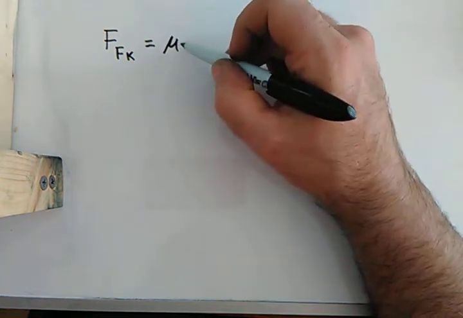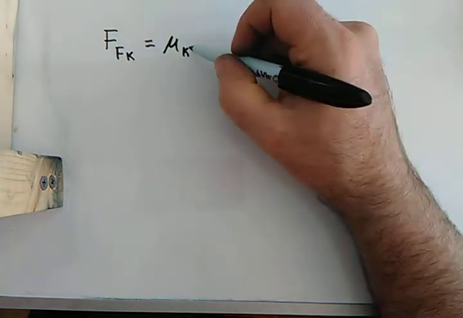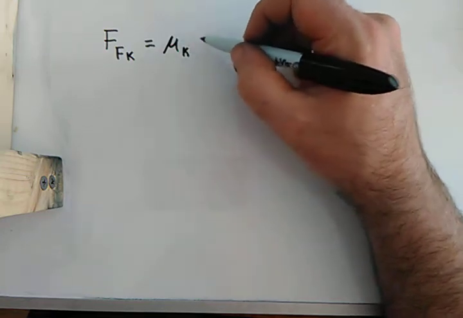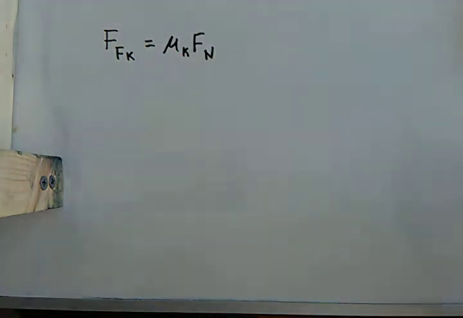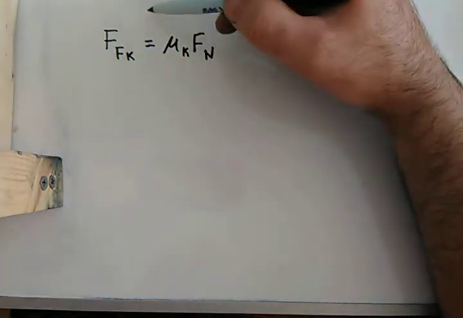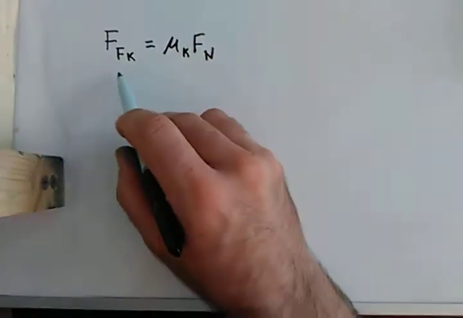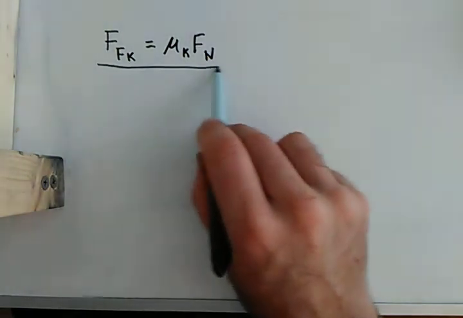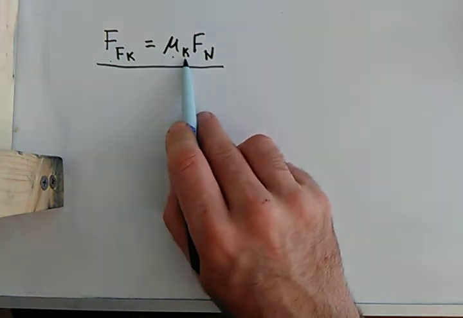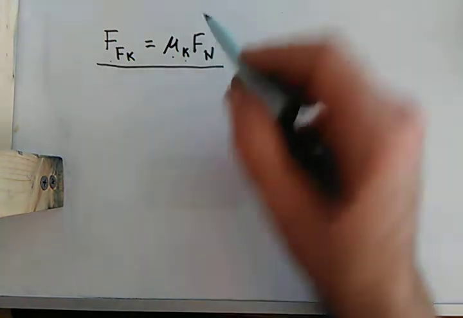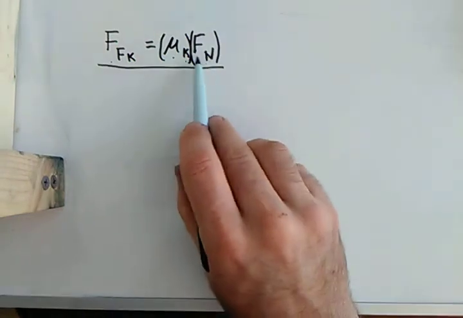Now there's this weird little symbol called mu, and I'm going to call it mu k, mu sub k. When I was back in high school, I had a physics teacher that wrote this a little differently, and I'll write it down here so you can see it. Now this is how we're going to write the formula. The force of friction is equivalent to mu k times, so you might even want to draw a multiplication symbol there, times the normal force.